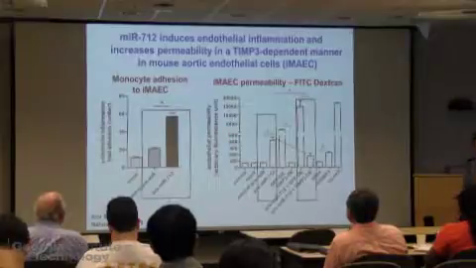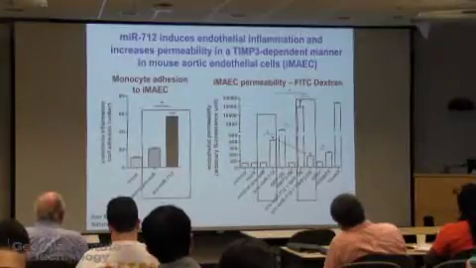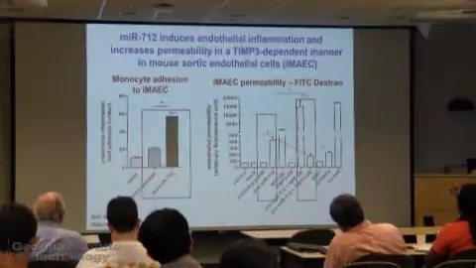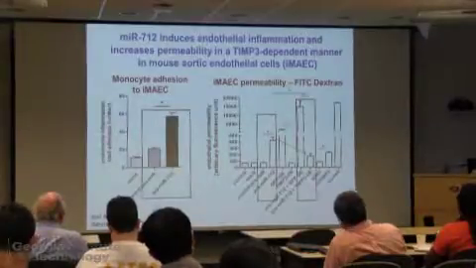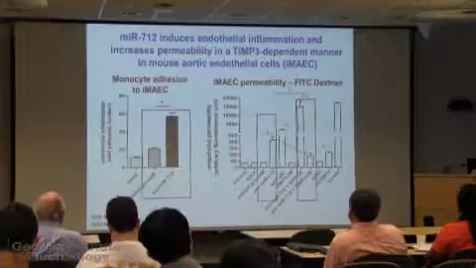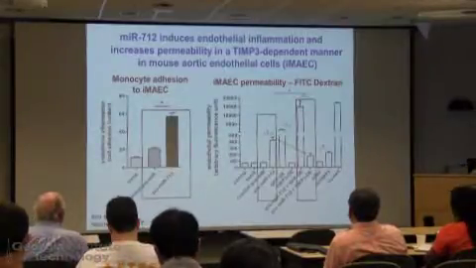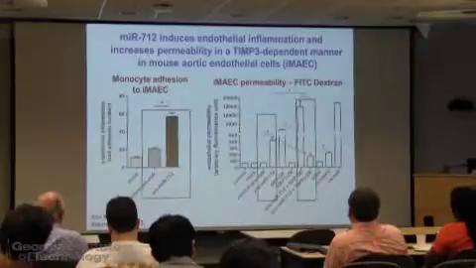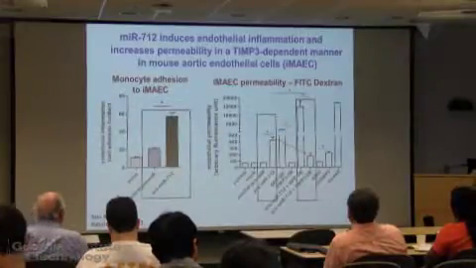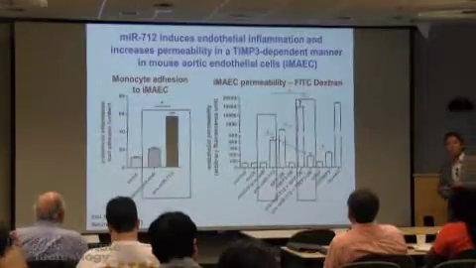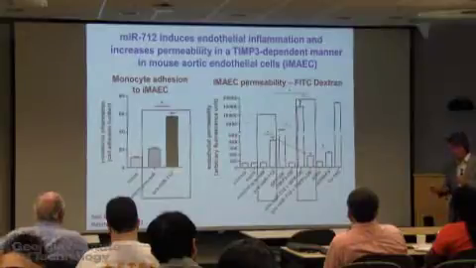Another thing that happens is that permeability goes up. If we treat endothelial cells with miR-712, permeability to albumin goes up. And this is mediated by TIMP3, because if we overexpress TIMP3, we can bring back the increased permeability. So TIMP3 plays an important role in this miR-712 pathway.